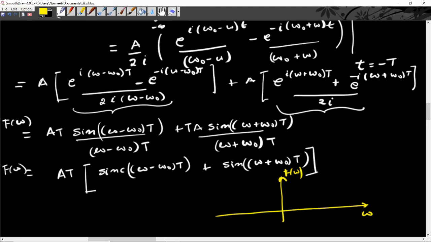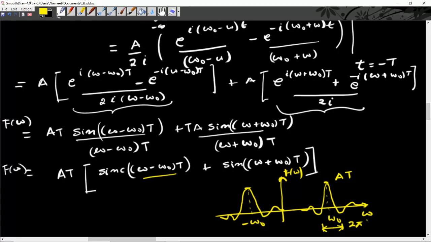So the Fourier transform consists of two sinc functions, one at omega equals omega naught and another having a peak at omega equals minus omega naught. And the amplitude of the sinc functions is a times T. And note that the width of these sinc functions is inversely proportional to the value of capital T.